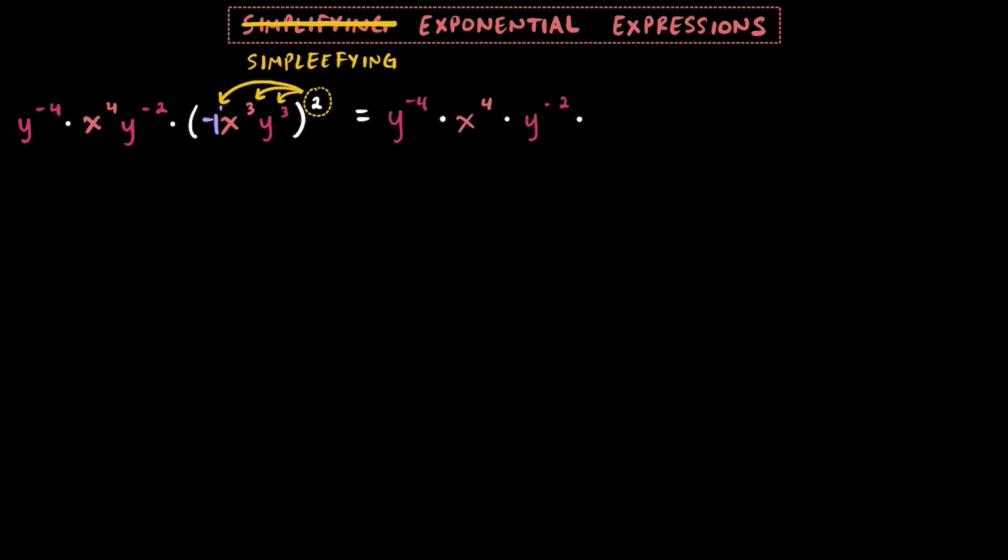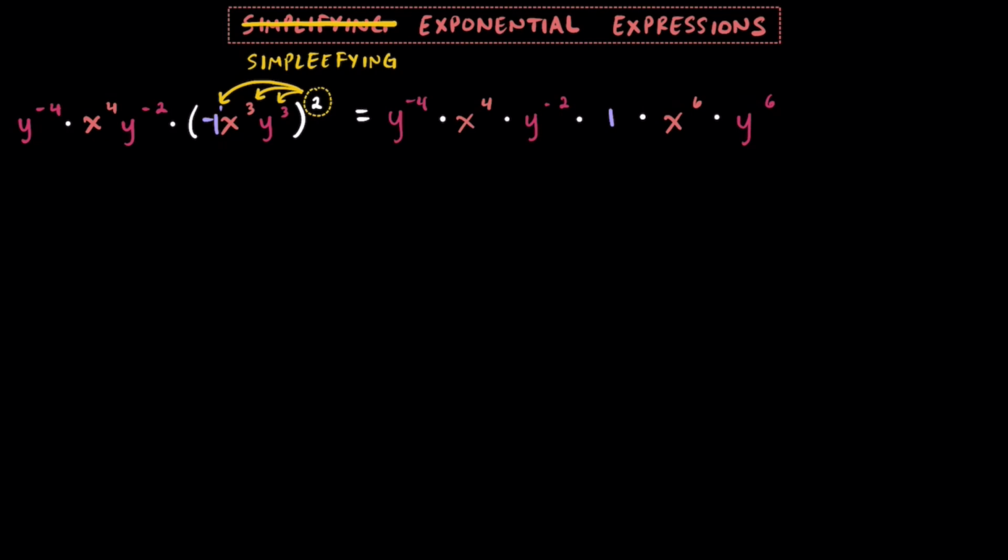Well, we have -1 raised to the 2nd power. So -1 squared is going to be a +1. So -1 times -1 is a +1. And then we have this x to the +3rd power raised to the 2nd power. So multiplying 3 times 2, that's going to be 6. That's going to be x to the +6th power. And then finally, we have this y to the 3rd power, but we're going to square that. So 3 times 2 is going to be 6. So that's going to be y to the +6th power.